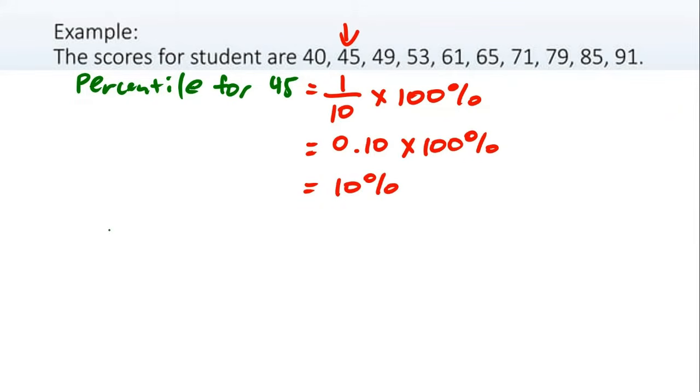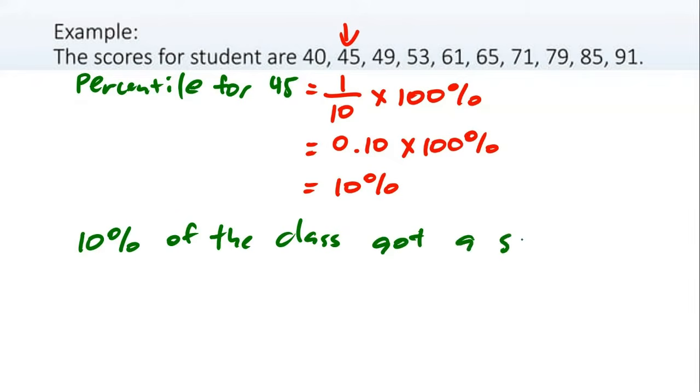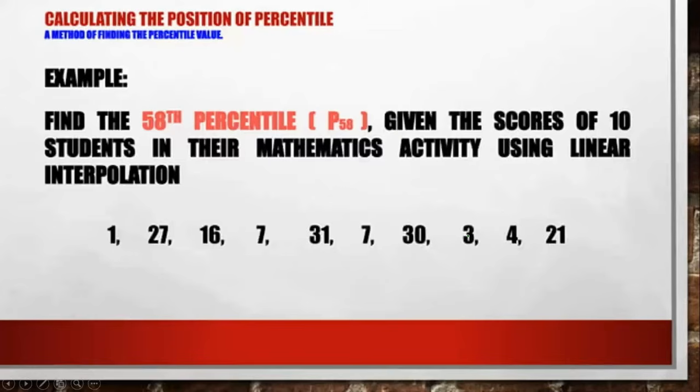Ulitin ko, ang ibig sabihin ng 10%, that 10% of the class got a score of below 45 score. 45 points, I should say. Okay, so yan yung ibig sabihin ng percentile.